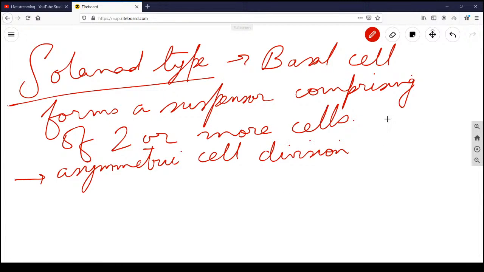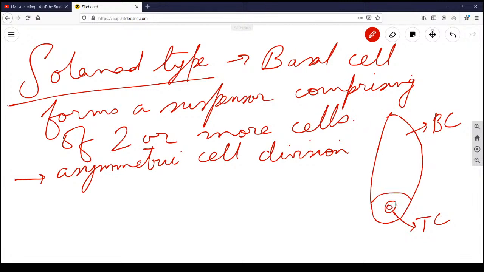When I drew the diagram, I wrote TC for terminal cell and this is the basal cell. You can see which one is bigger. So it's an asymmetric division; it's not that the two cells are equal in volume or size. The first asymmetric division provides polarity to the embryo. This is not given in your NCERT book, but it becomes really difficult to go to any other concept without explaining this one.